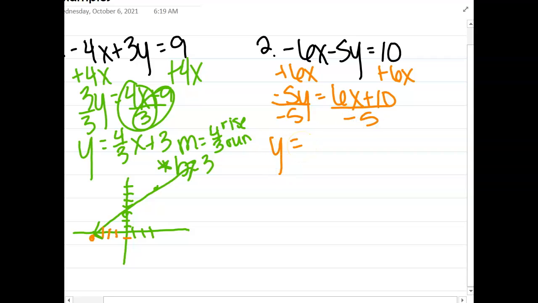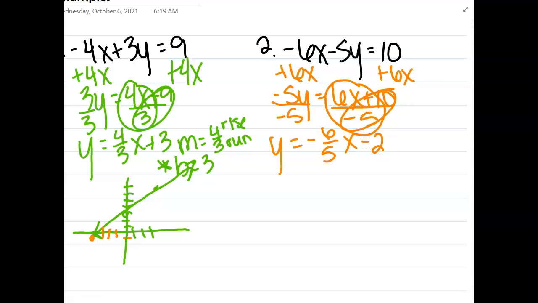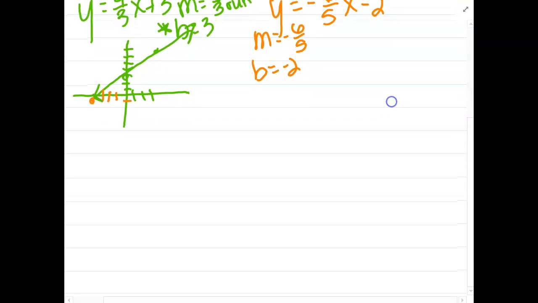So we would get y equals, and then I would take 6x over negative 5, which I can't reduce, so we'll call it a negative 6/5 x. And then we'll do 10 over negative 5, which is negative 2. Okay, so the slope, just like we did yesterday, is negative 6/5. The y-intercept is negative 2.